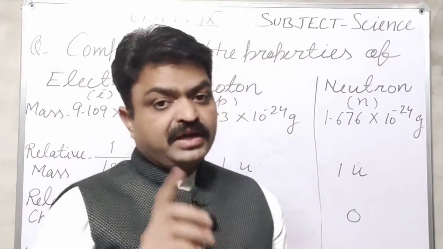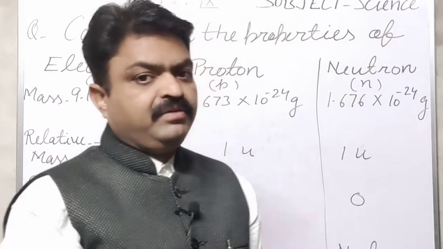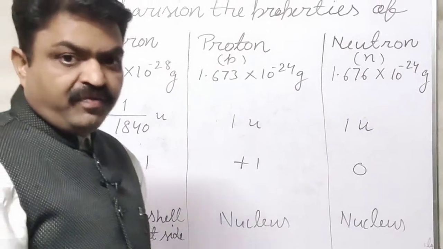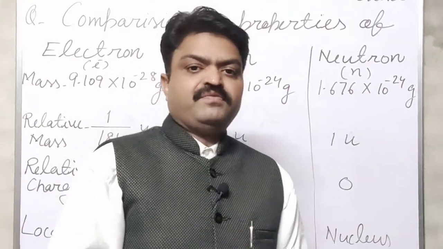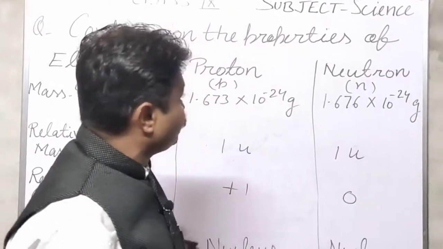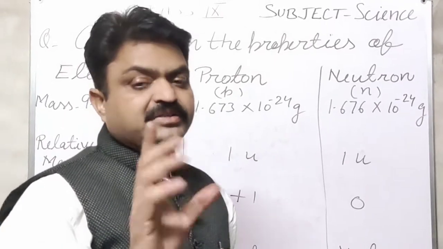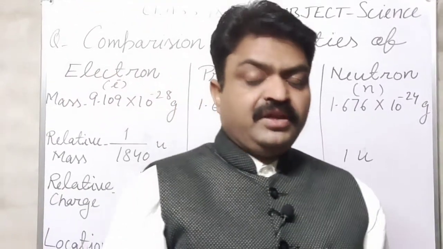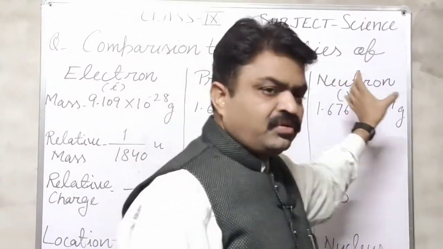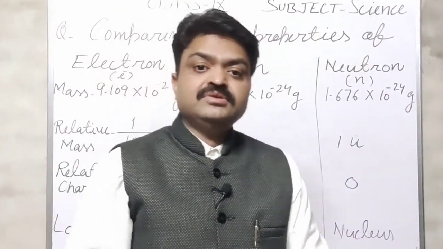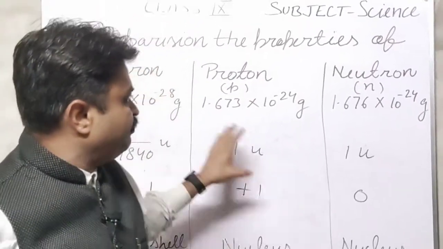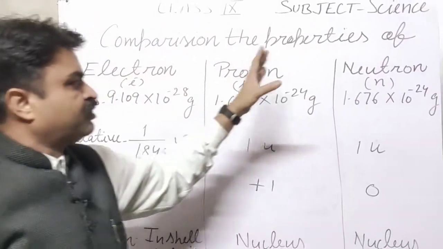In the comparison, you can also write the position. The electrons are found outside the nucleus, in the shells or the energy levels. But protons and neutrons are found inside the nucleus, student. When proton and neutron are together in the nucleus of the atom, we call them nucleons. So this is the comparison between electron, proton and neutron.